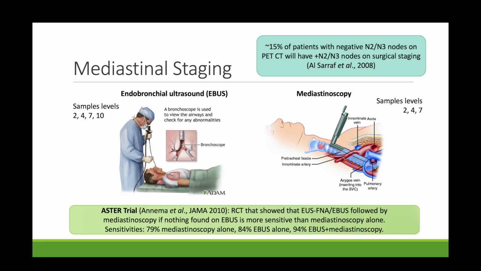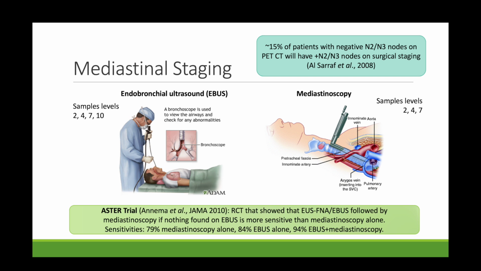So as we mentioned earlier, for nodal staging, PET can have high false negative rates, up to around 15%, based on this study by Al-Sarraf et al. So in this study, up to 15% of patients that had negative N2 or N3 station nodes on the PET scan turned out to have positive N2 or N3 nodes on surgical staging. And so that's why it's really important for us to get good mediastinal staging, especially if patients are not going for surgery and we're committing them to radiation. So what are some ways that we can get that mediastinal staging?